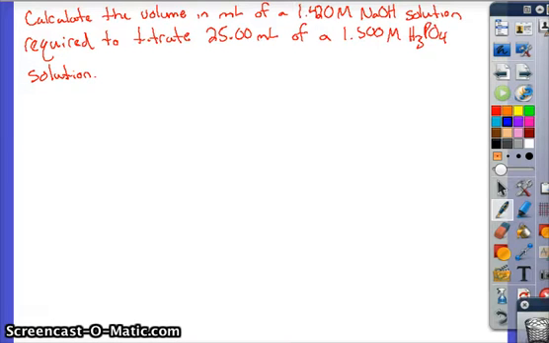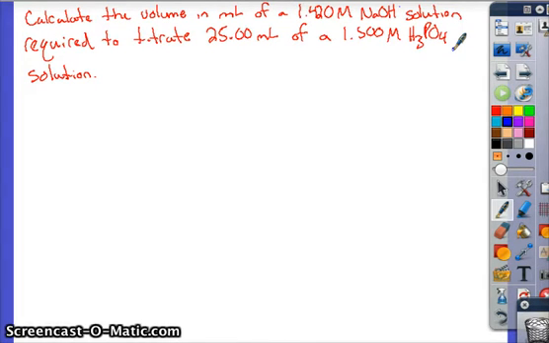It's very similar to what we talked about before in the concept of M1V1 equals M2V2, except that was dealing with dilution of a single substance. Now we have two different substances. We have a base, sodium hydroxide, and we have an acid. And the problem is asking us to calculate the volume of the base that's needed to titrate 25 milliliters of a 1.5 molar solution of the acid.